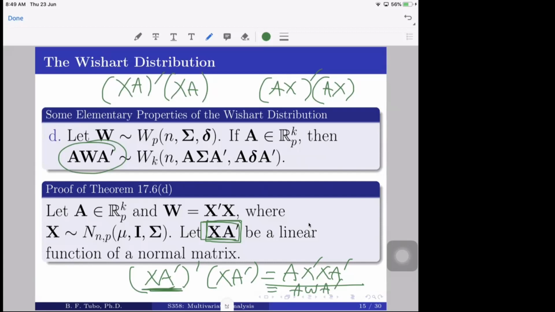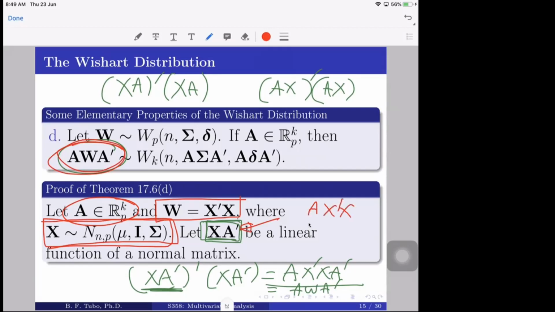So these are the given. You have a matrix K by P. A conversion for it to be short is X prime X. We assume that X is normal, normally distributed. And then a linear function of X will be XA prime. We chose this because our aim is to have AWA prime, or AX prime XA prime.